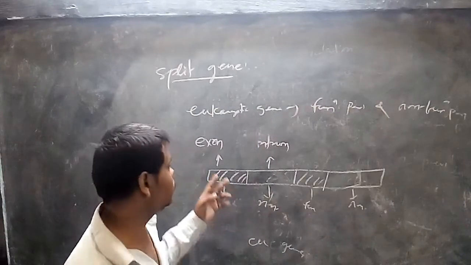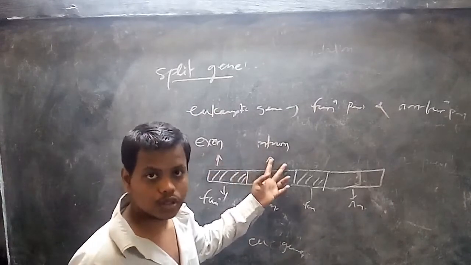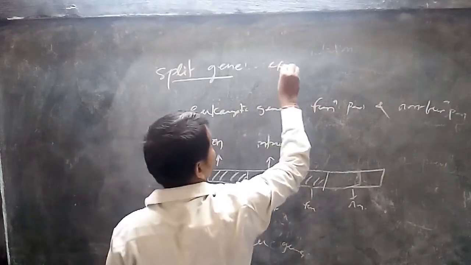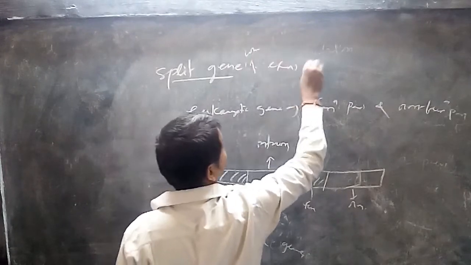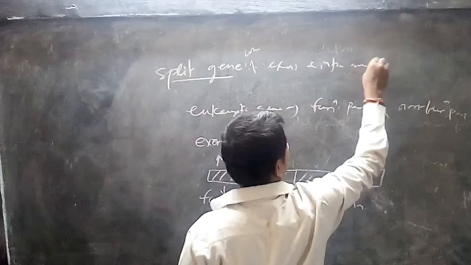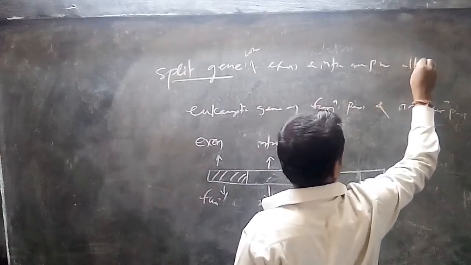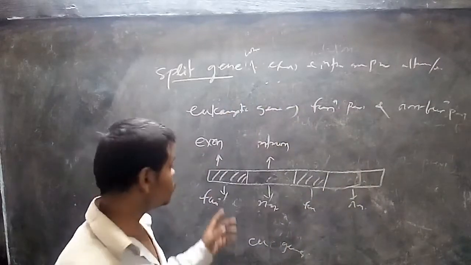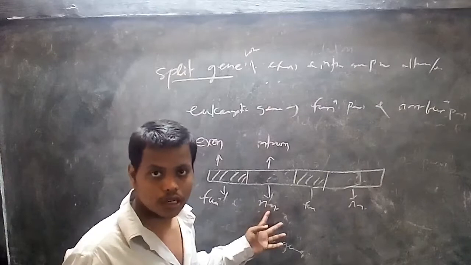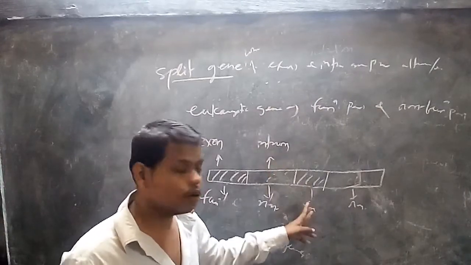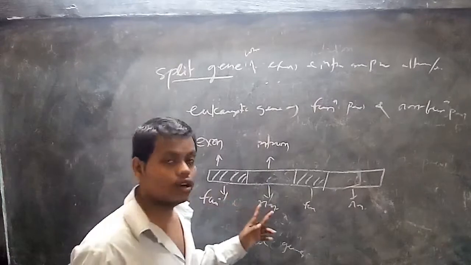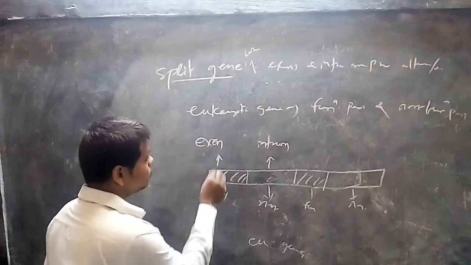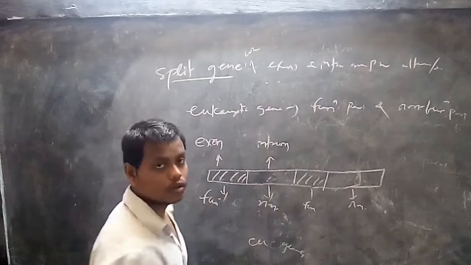You may write it this way also: when exons and introns are present alternately or one after another, then that is called a split gene. That means a functional part is followed by a non-functional part, which is followed by another functional part, like this. Here the exon is the functional part and the intron is the non-functional part.